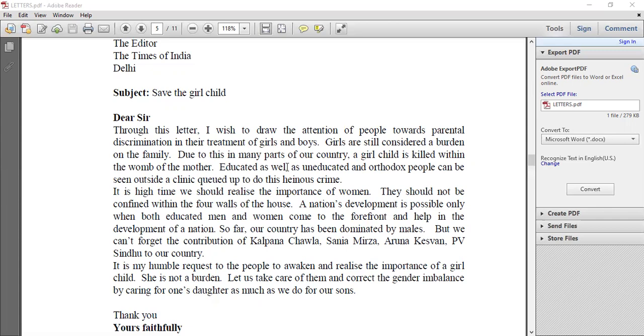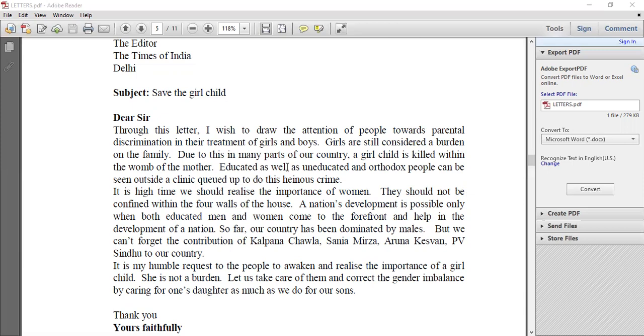It is high time we realized the importance of women. They should not be confined within the four walls of the house, as Prachikavi Bharati has rightly said. They should come out and take up leadership. They have to study and, of course, achieve in all fields. Likewise, they are also coming forward. We have a list which we can also share. A nation's development is possible only when both educated men and women come to the forefront and help in the development of the nation. And very clearly, the writer mentioned that.